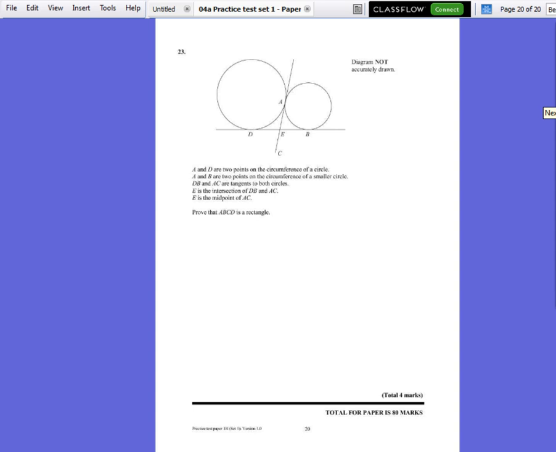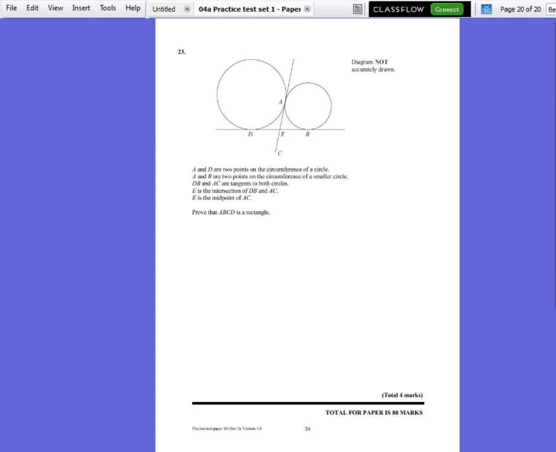Question 23. A and D are 2 points on the circumference of a circle. A and B are 2 points on the circumference of a smaller circle. DB and AC are tangents to both circles. E is the intersection of DB and AC, and E is the midpoint of AC. Prove that ABCD is a rectangle.